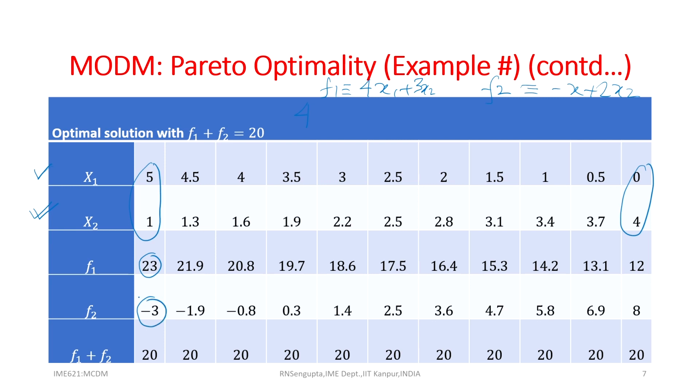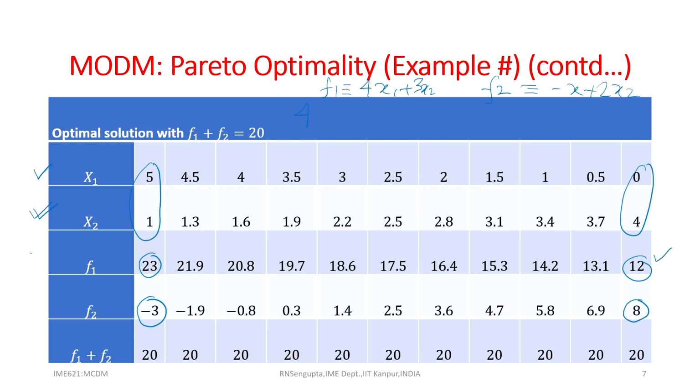Going on to the other extreme, if I put 0 and 4 for x 1 and x 2 for f 1 and then for f 2, it will be like this respectively. It will be 0 into 4 plus 3 into 4, which is 12, correct, and then for f 2 it will be minus 0 plus 2 into 4, which is 8, which is correct.